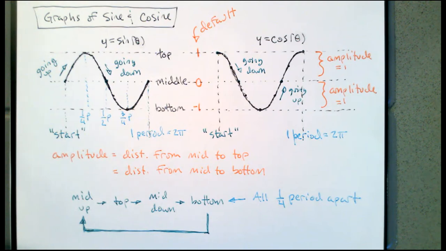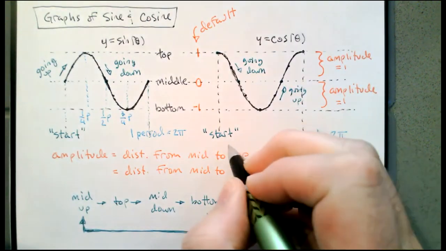What are we talking about? Yes, this is just the naming of parts and our default values. We'll have a default amplitude of 1, a default middle of 0, a default period of 2 pi, and a default start of theta equals 0. I didn't label that. Our default start is theta equals 0.